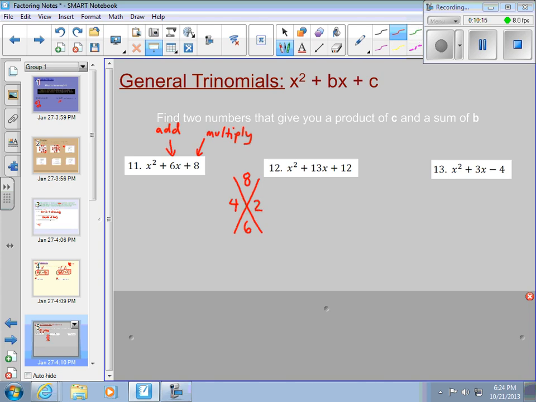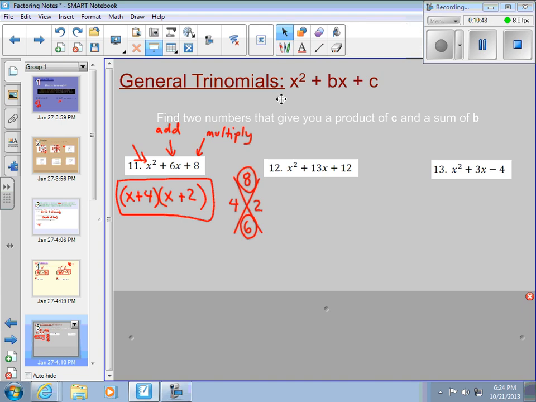4 times 2 equals the top number. 4 plus 2 equals the bottom number. So that's how we're going to write this out as two factored terms. We would have x and x in the first part of our parentheses to multiply to equal that x squared there. And then the two terms that come after this would be plus 4 and plus 2. Those two numbers multiply to equal 8 and add to equal the 6. And that's our factored answer.